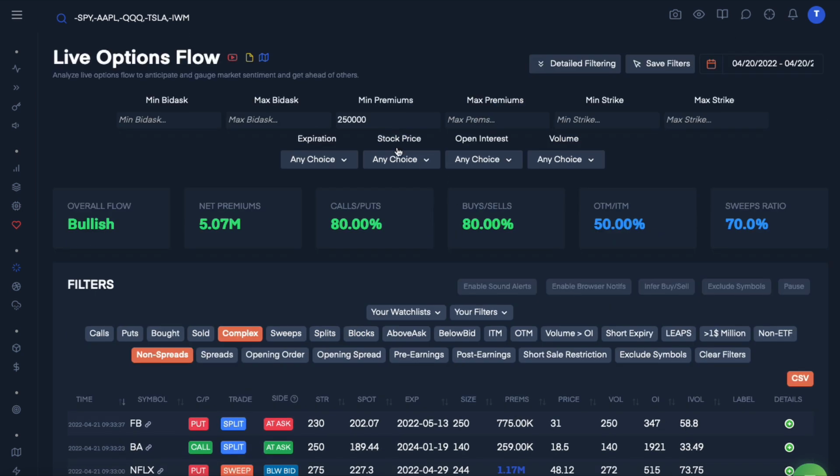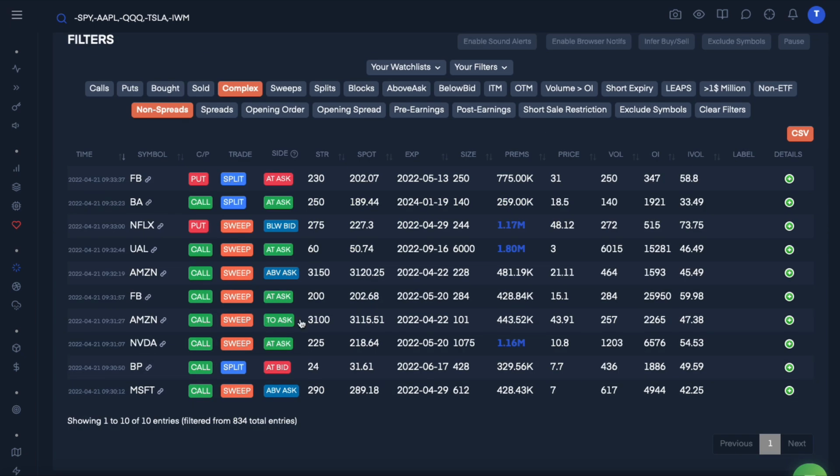I have my minimum premium set to 250k, and I don't want to look at any spreads, I only want to look at complex orders, which would be sweeps, splits, and block orders. So this is good. This would be a quick scalp from 289 to 290, and we are confident in the play because the markets are up pre-market, everything looks good.